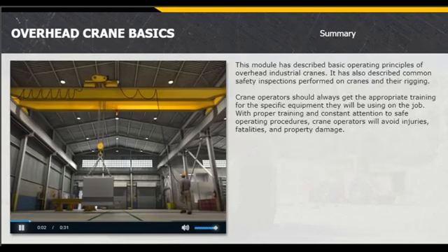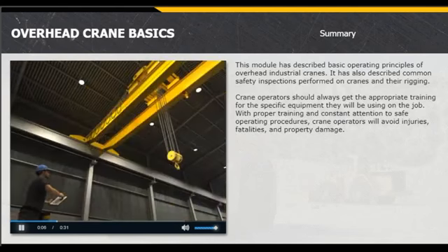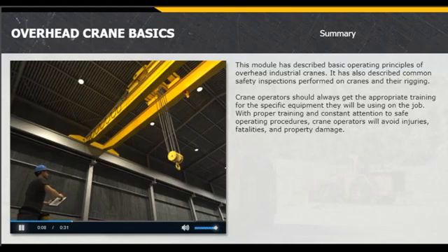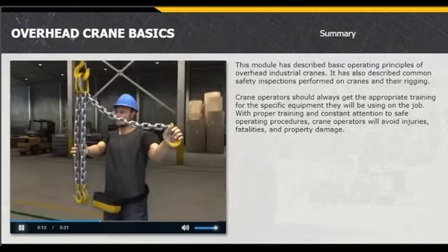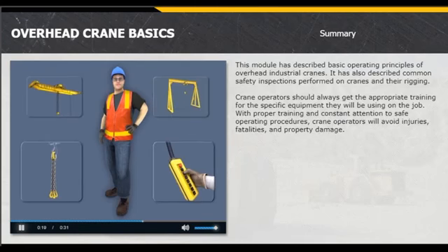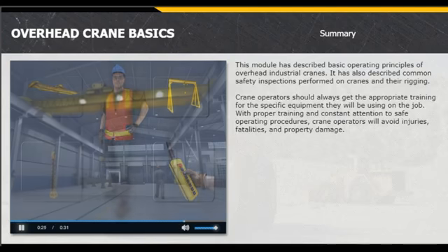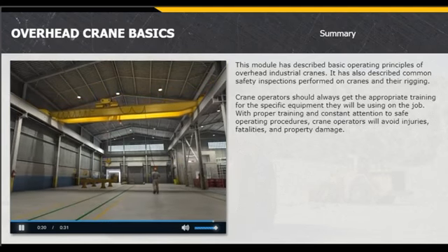This module has described basic operating principles of overhead industrial cranes. It has also described common safety inspections performed on cranes and their rigging. Crane operators should always get the appropriate training for the specific equipment they will be using on the job. With proper training and constant attention to safe operating procedures, crane operators will avoid injuries, fatalities, and property damage.